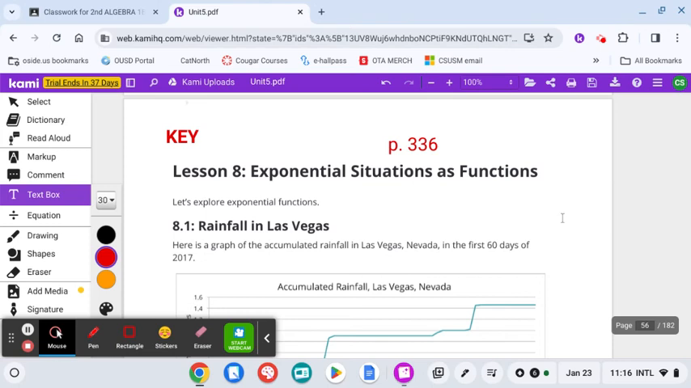All right, here we are on Lesson 8 of Unit 5 in your Algebra 1 curriculum. This is on page 336 of your student workbook, and this is in Illustrative Mathematics by Imagine Learning. We're doing Lesson 8, exponential situations as functions.